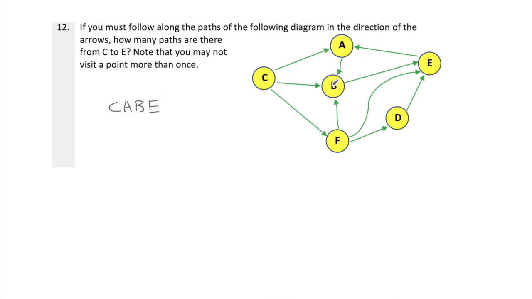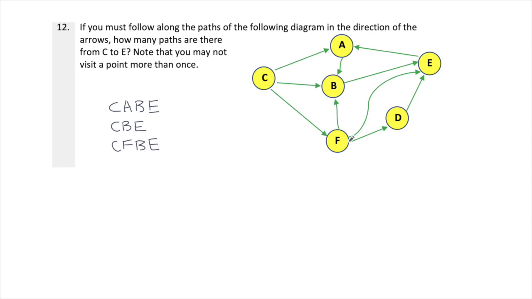Now let's go to point B first. Once we're at point B, we can only go to point E. So the only option that goes through point B first is C, B, E. Now let's go to point F first. At point F, there are 3 different options. Let's take the first option first. Once we're at point B, we can only go to point E. So the only option that goes through point F and point B is C, F, B, E.